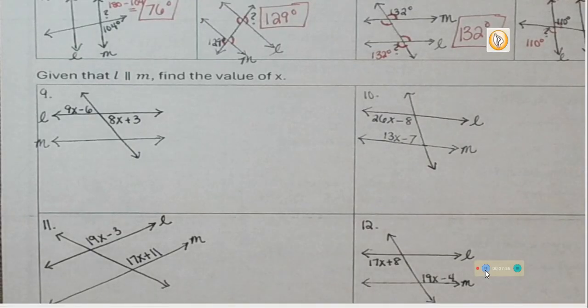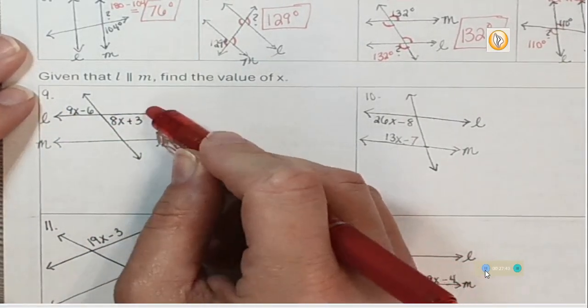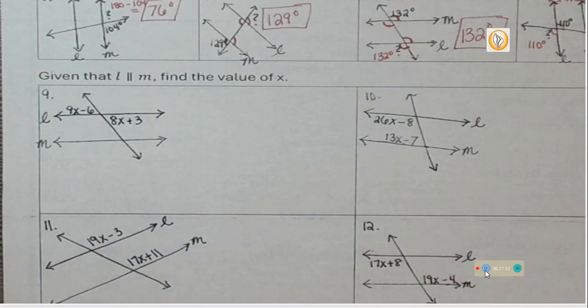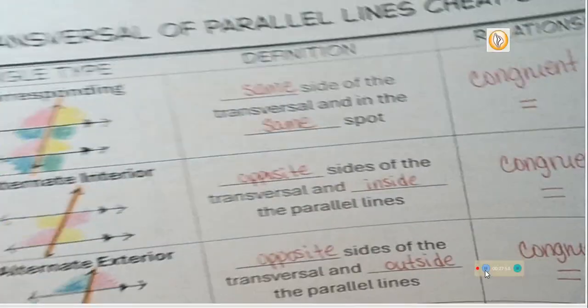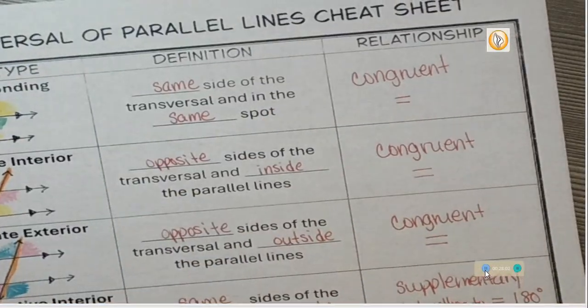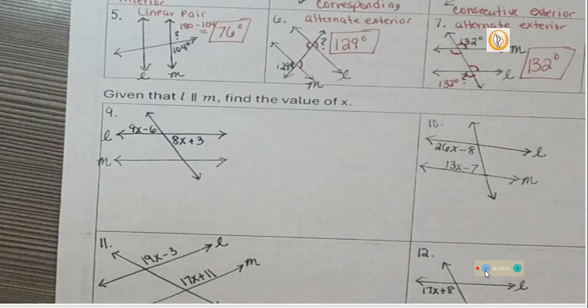All right, so for each of 9 through 14, you are given that line L is parallel to line M. That is important because if these two lines are parallel, that means this transversal creates congruent and supplementary angles. Now here is my advice to you. You could rely on figuring out what kind of angles they are and knowing congruent or supplementary. What I would do is the zigzag.